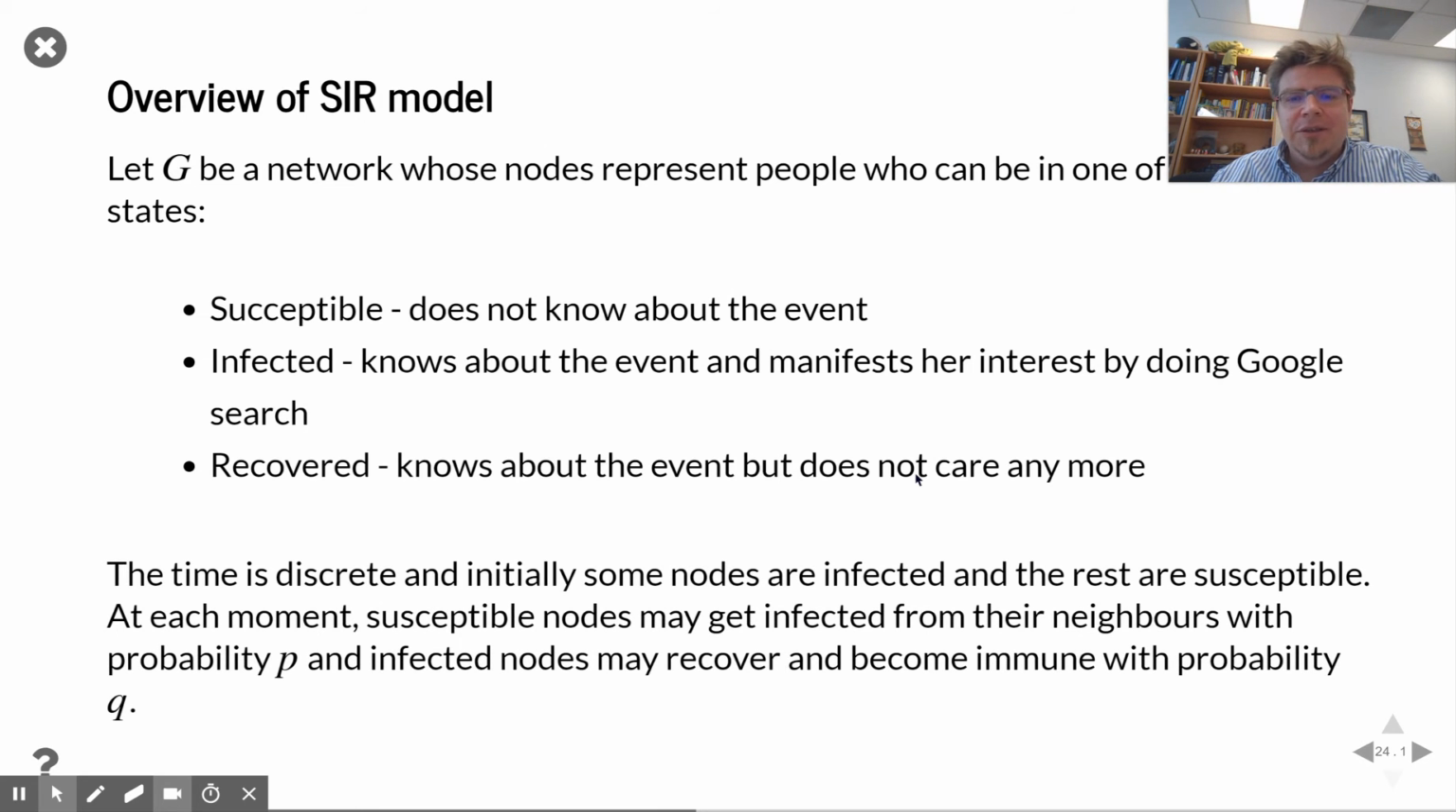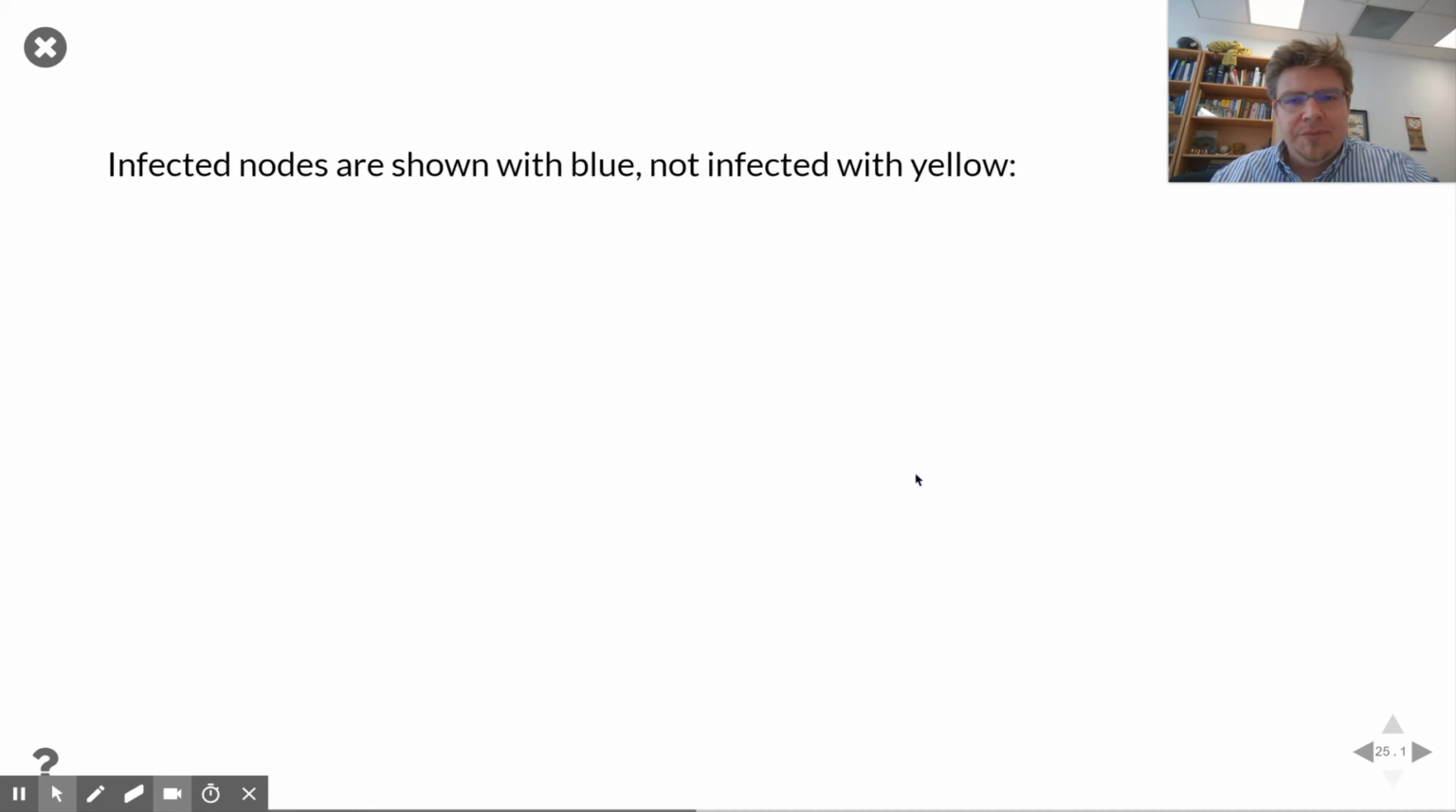The time is discrete, and the idea is that nodes who are infected can infect other people, right? If a node is not infected yet, then that node becomes infected with probability p. And if a node is infected, then it is recovered with another probability q. Thus p and q are parameters of the model.